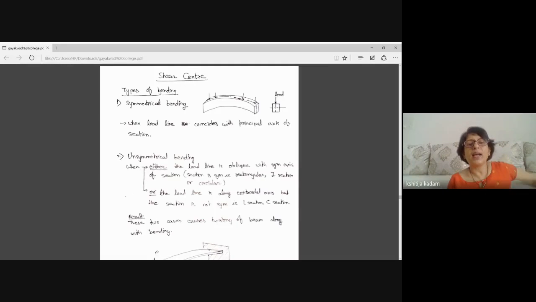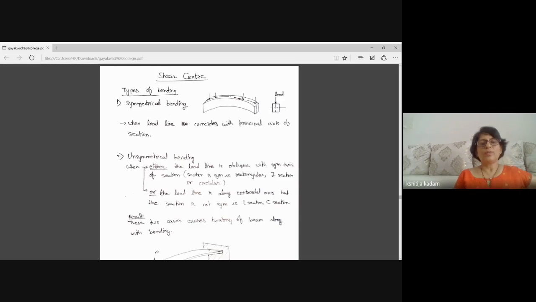First understand what the types of bending are. There are two types of bending: symmetrical bending and unsymmetrical bending. This is a sketch I have shown here. It is a beam which is bent, and on the right side you can see the cross section of the beam. I have shown with a dash dot line the neutral axis and the vertical symmetrical axis.